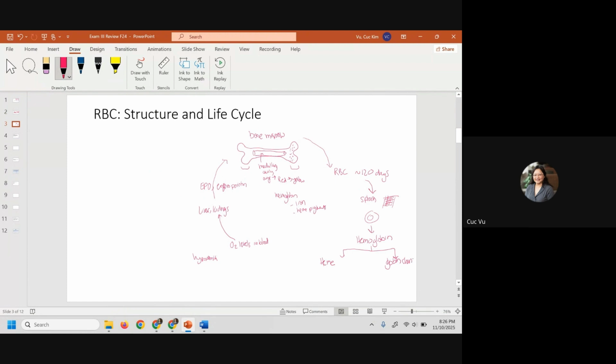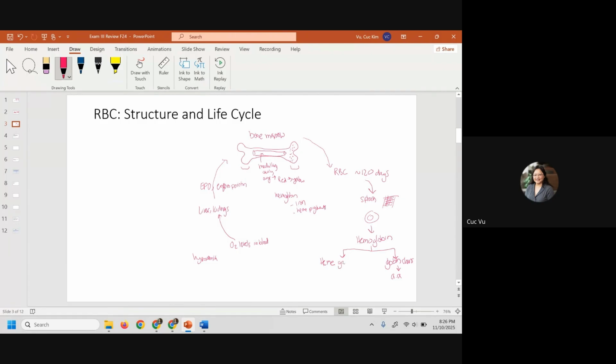The globin chains are the easiest one to handle because they're made up of what? Amino acids. That's right. Maybe. No, don't maybe. You're absolutely right. Have confidence in yourself. Okay? And the other one is the heme.